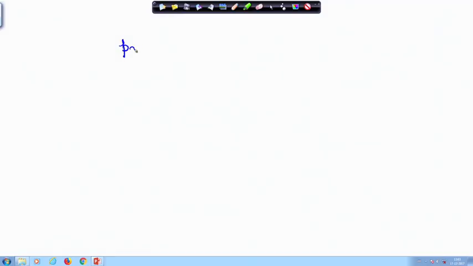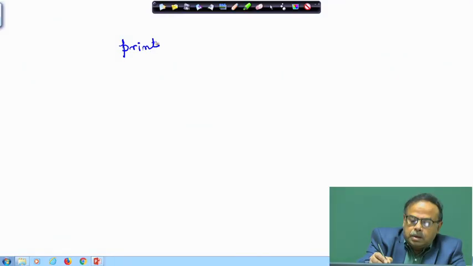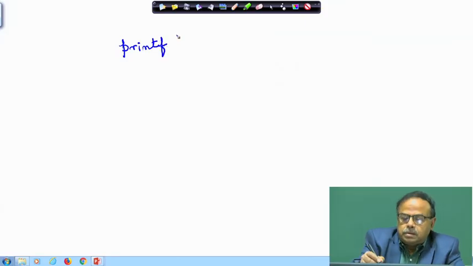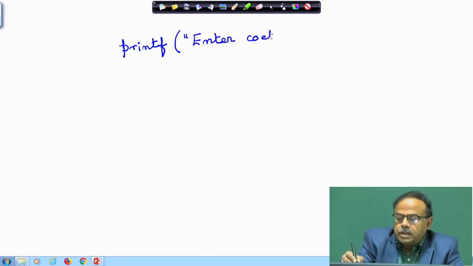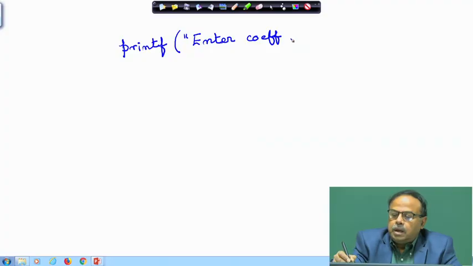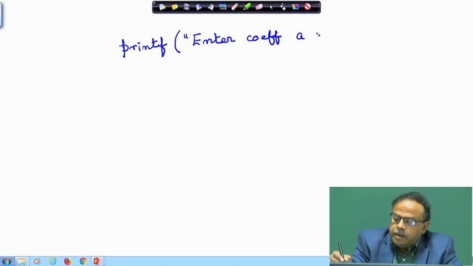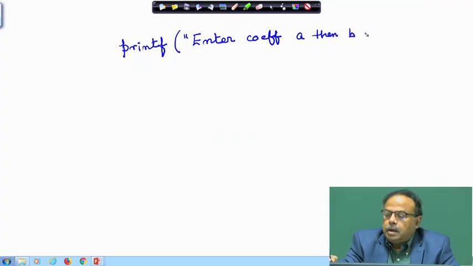I am continuing with that. I start with printf, enter coefficients a, then b, then c.